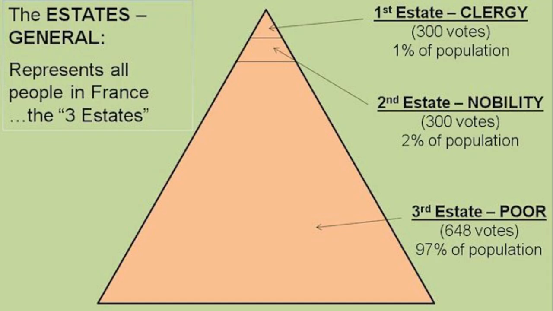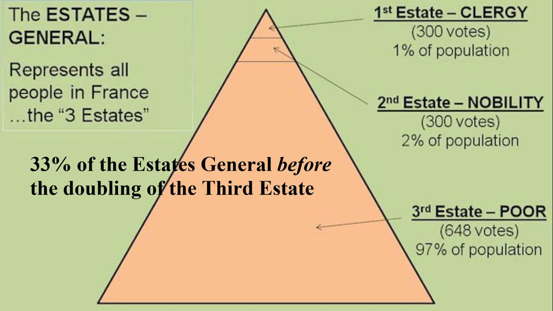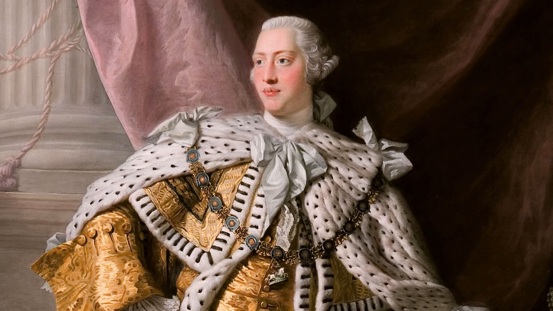Whether it be only 33% of the Estates General representing 85% of the French population, or the colonists in America getting no representation at all in Parliament, people generally don't like having laws imposed against them without at least a say in the lawmaking process. This gives the people the impression of oppression, even if the government isn't actually tyrannical.